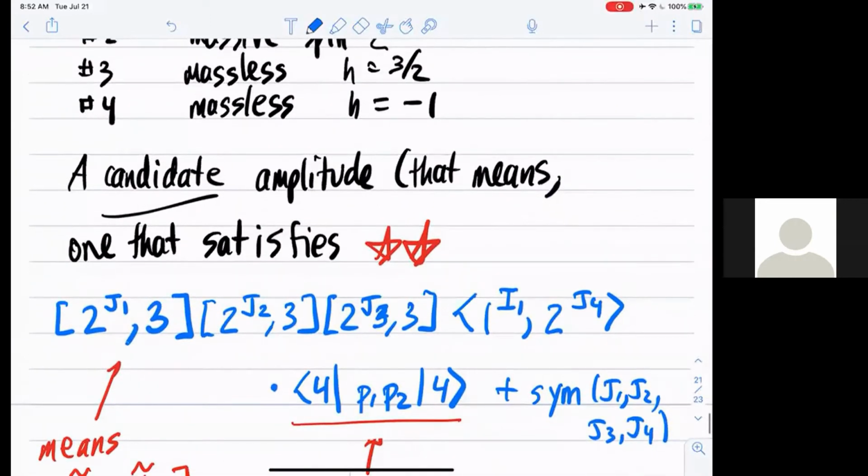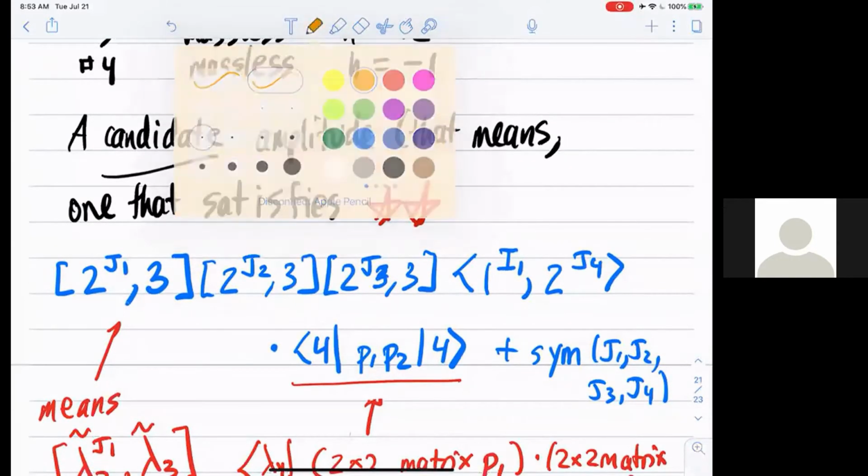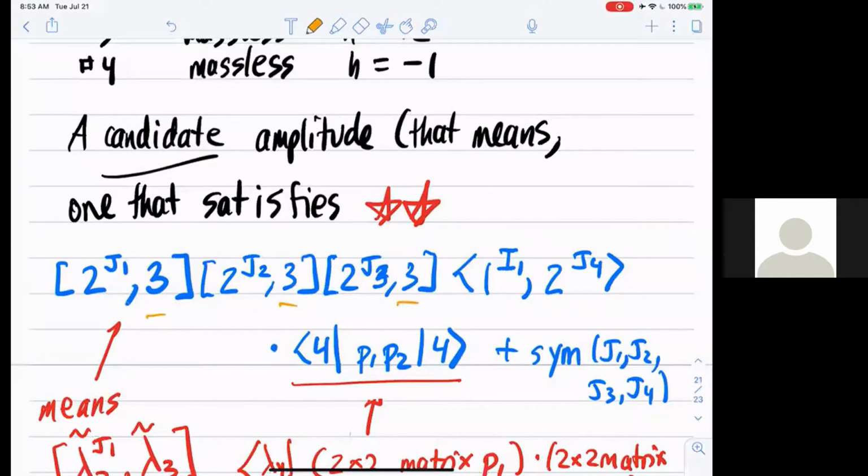Particle number 3 is massless and has helicity 3 halves. Remember, that means that it should scale as the third power of the lambda tilde spinor helicity variable. And if we look at this expression, indeed we see 1, 2, 3 powers of lambda tilde sub 3.